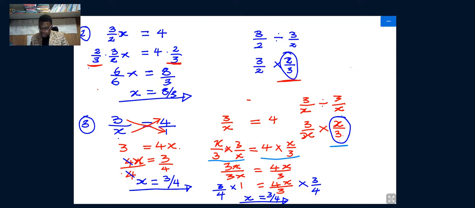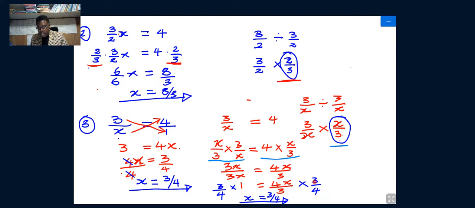I've got 3 over x times x over 3, it gives us 1. Here we have 4x over 3. We end up with 1 is equal to 4x over 3. Well, now we know. You just look at the coefficient, it's a fraction. You invert it, you just flip it over and multiply by 3 over 4, sorry.